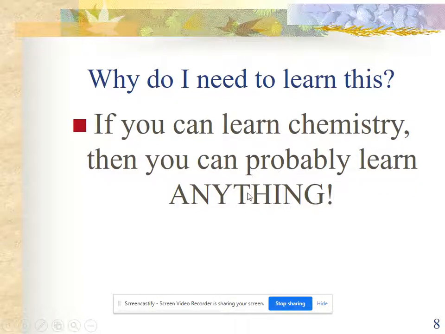Probably the big question that I hear is, why do I need to learn this? And I always tell students, if you can learn chemistry, then you can probably learn anything. So your brain will be hardwired to learn anything.